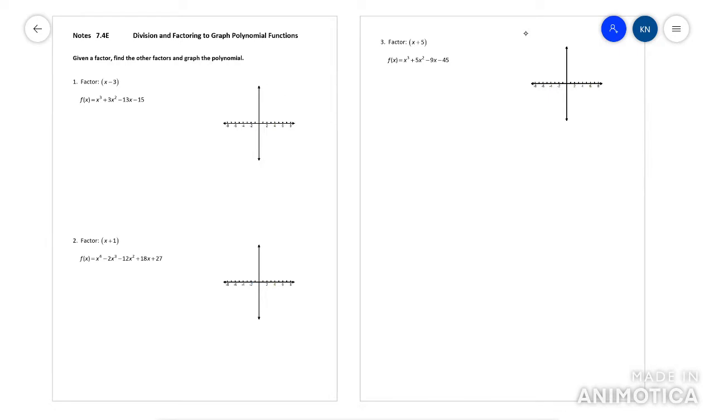The first thing I would do is I would be dividing this by this factor. So this one I'd probably run synthetic. I'd probably run synthetic for all of these because the factor they give you is just something nice and easy to divide by. So if you don't know how to do synthetic, go watch that video. I'm not going to reteach it. But basically, go ahead and run synthetic.